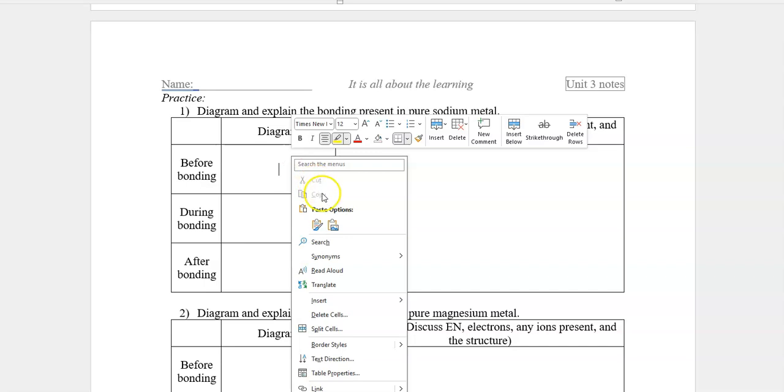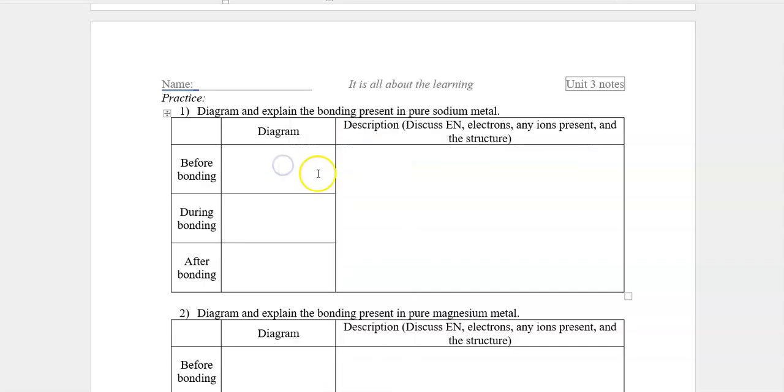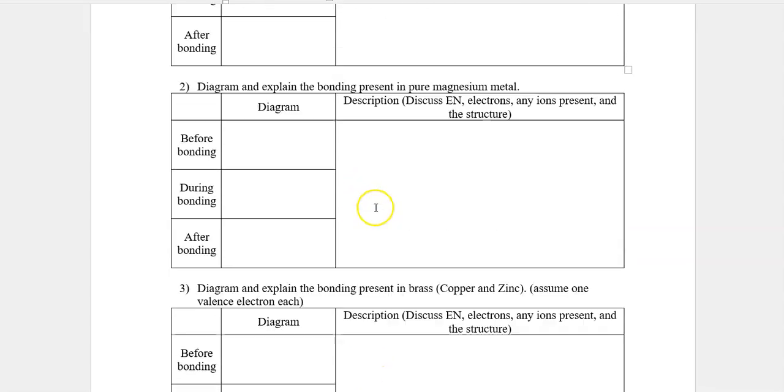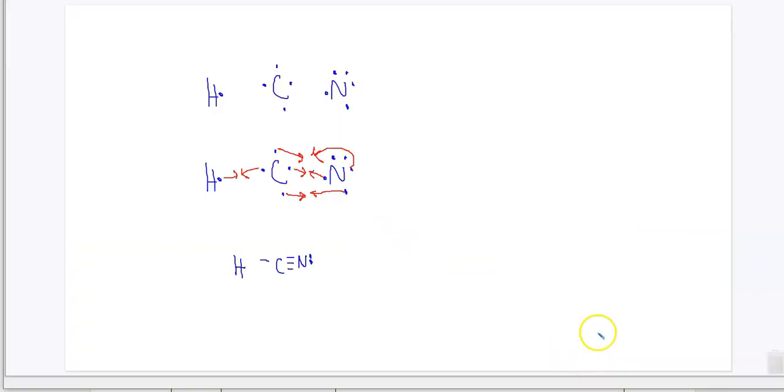All right, let's diagram a structure of pure sodium metal. I'm realizing I didn't give you an example, so let's do the first one together as an example, and then you can pause it and try the next two. So sodium. Sodium is bonding to itself if it's pure sodium metal, because they're not single atoms just floating around, otherwise it would be a gas like the noble gases.